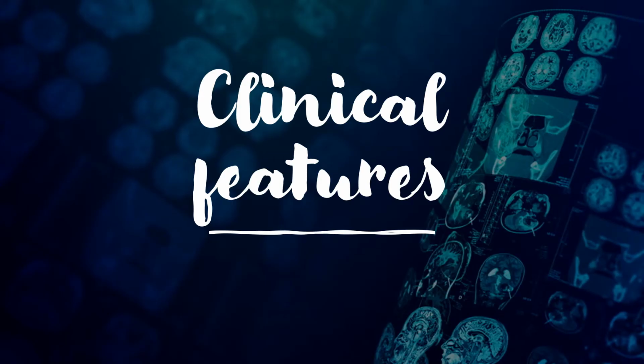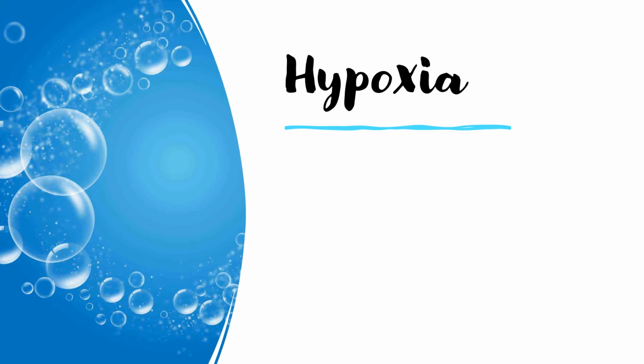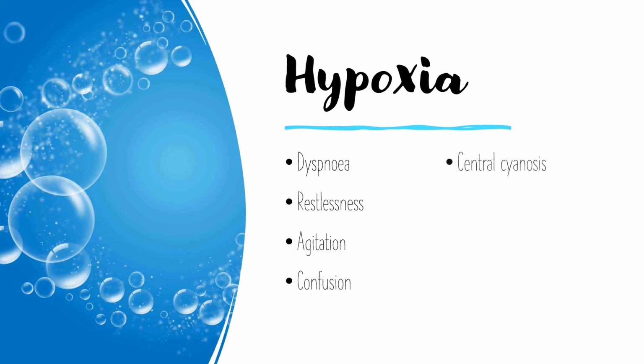Let's explore the clinical features of respiratory failure. Firstly, the symptoms can be split into hypoxia and hypercapnia. Obviously, hypercapnia symptoms will only apply to type 2 respiratory failure, but hypoxia to both. Symptoms of hypoxia include dyspnea, restlessness, agitation, confusion, and central cyanosis.